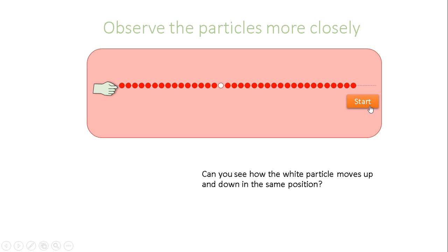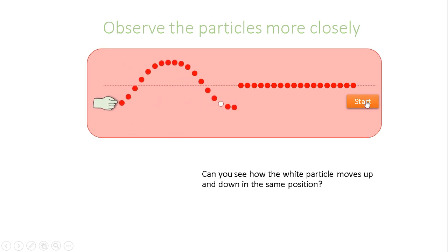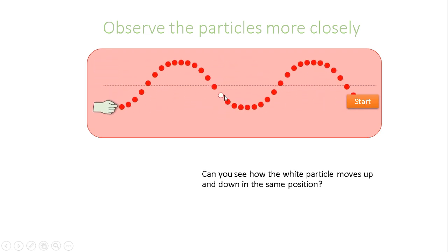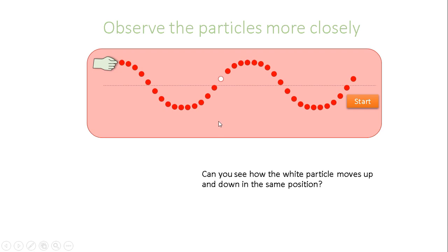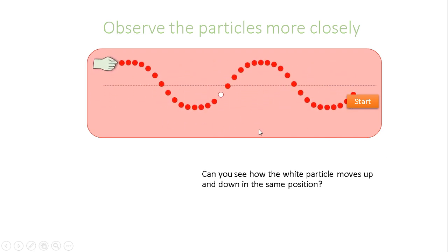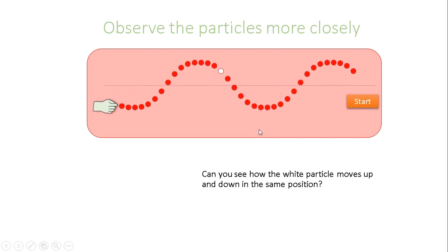Now let's observe this and see. I showed you this. Just fix your eye on the white dot and see what happens to it. Up and down. This shows that the particle doesn't move. It's actually the wave that does move. The particle just keeps vibrating up and down.